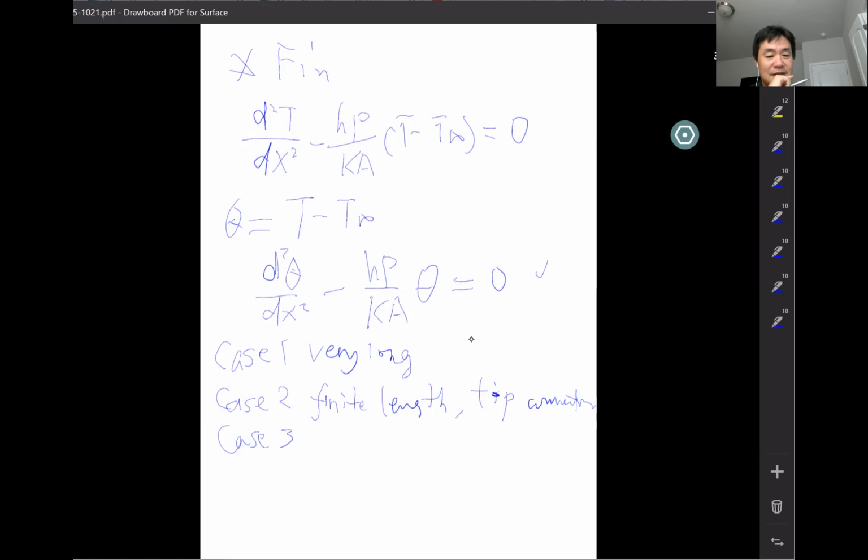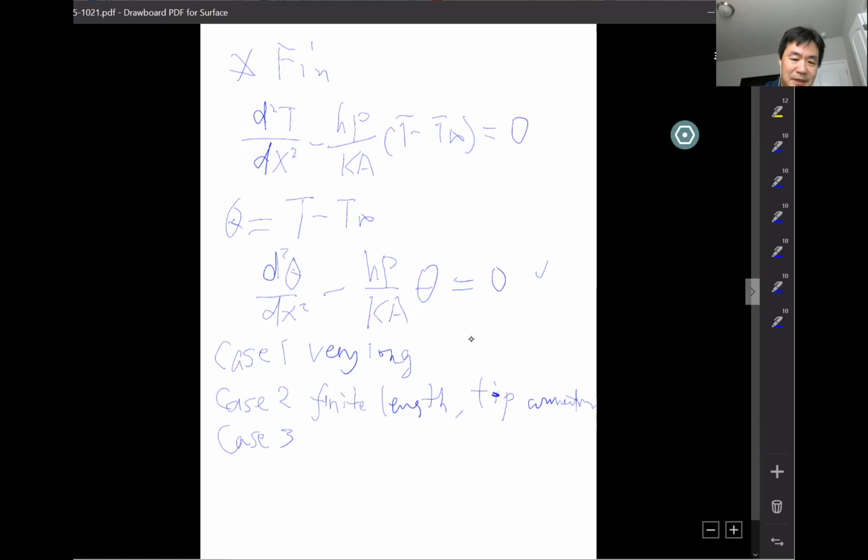So the second type of boundary condition is when the thing has a finite length, then there's some heat left when you reach the end. So there will be a convection heat transfer to the end. That's the second type. The third type is also finite length, but the tip is insulated.